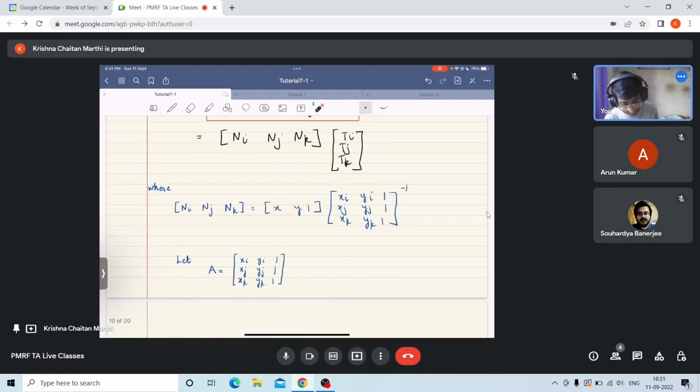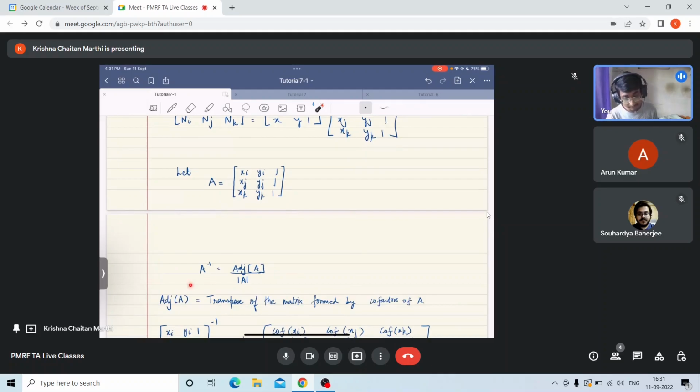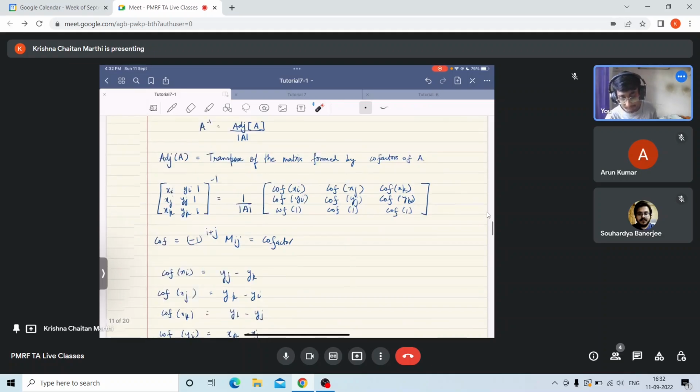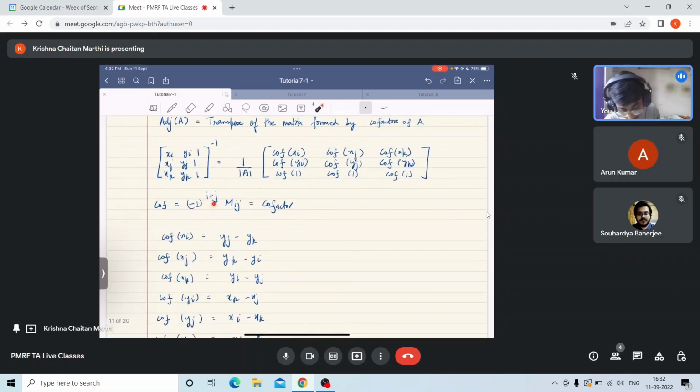So what is A inverse? A inverse is given as adjoint of A divided by determinant of A, and adjoint of A is the transpose of the matrix formed by cofactors of A. So the inverse will be 1 divided by determinant of A times the transpose of the cofactors of A. And what is a cofactor? It is minus 1 to the power i plus j times Mij.